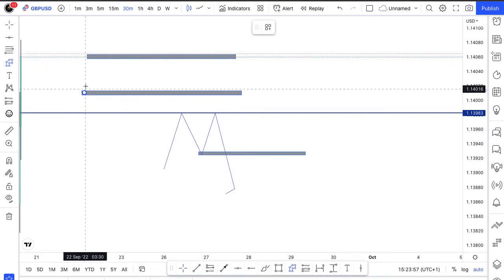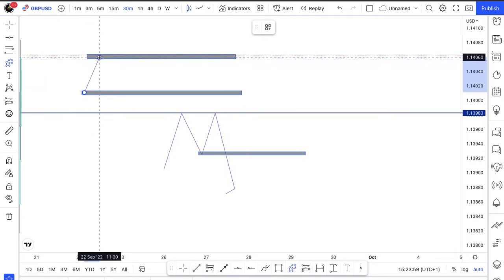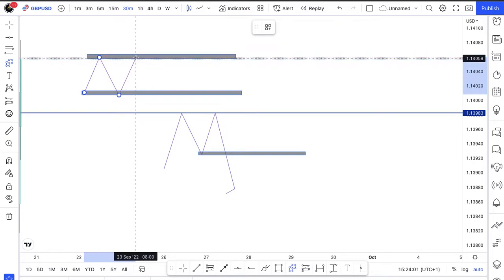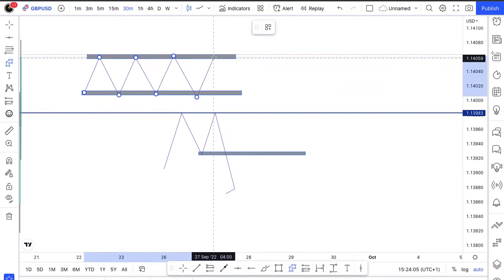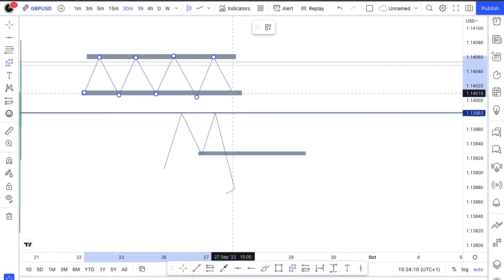So this one here is a support. It comes to resistance, it bounces back to support. From resistance it comes here, it bounces back. From here it comes here, it bounces back. This is how support and resistance work.